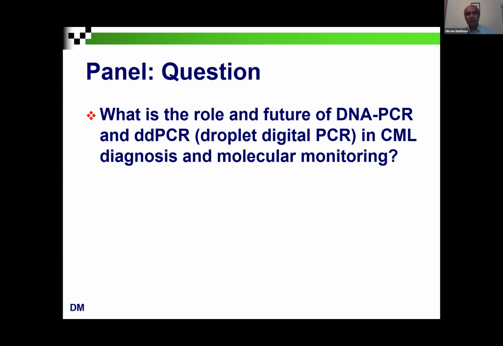What is the role and future of DNA PCR and droplet digital PCR in CML diagnosis and molecular monitoring? This is to Dr. Deepak Mishra, who I know has some experience in doing this. So we have been doing the digital droplet PCR for quite some time now. And I think many of the laboratories will move because ddPCR is a wonderful tool for rare event detection. Now Bio-Rad has a US FDA validated kit available, and it gives the result in higher scale, so it can be directly integrated into the treatment algorithms.